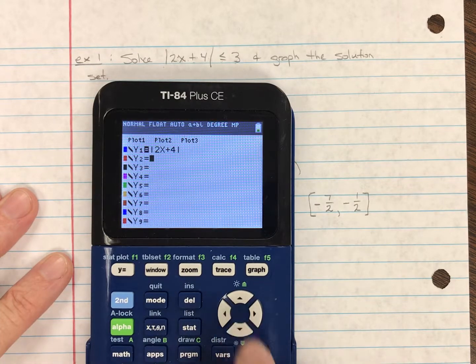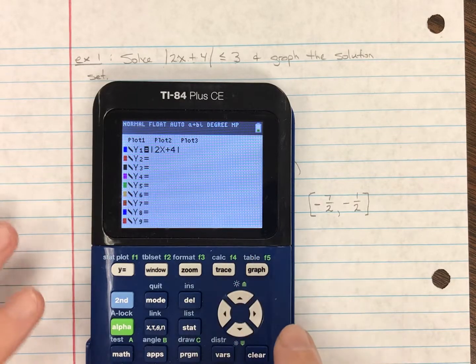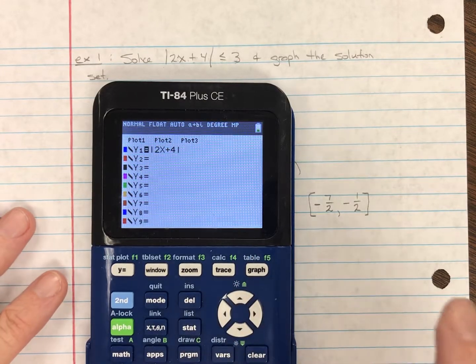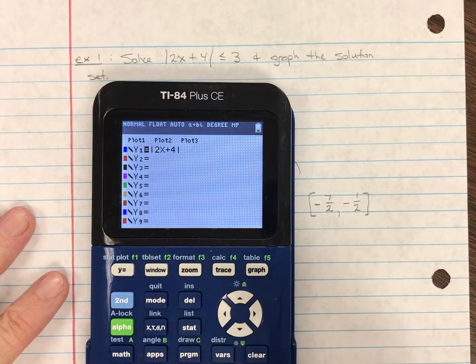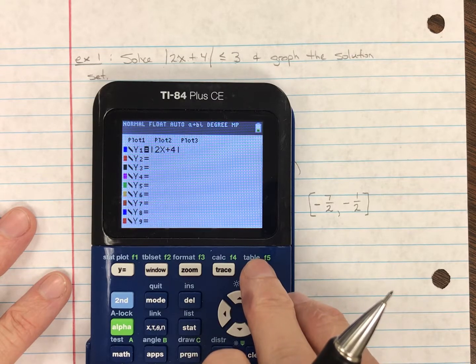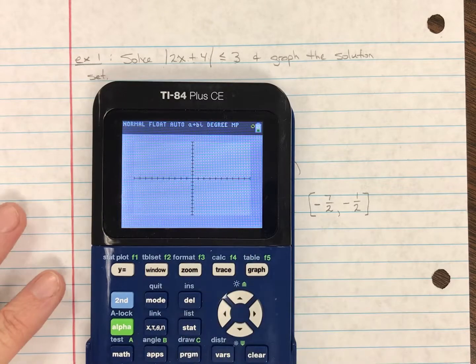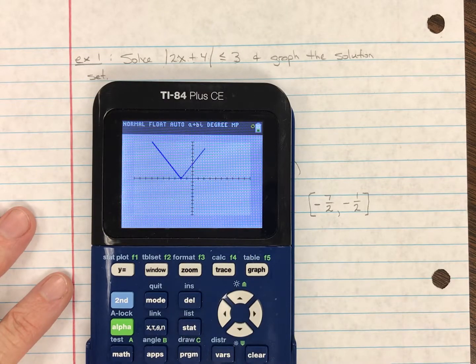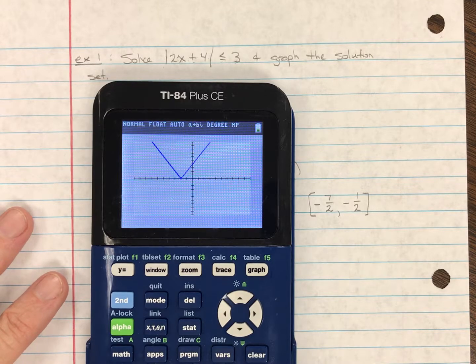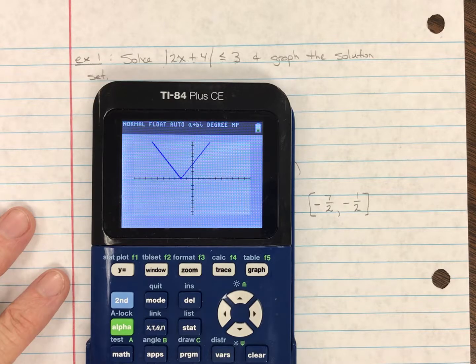And I want y2 to, well, let's graph. Think about it for a second. You probably have seen graphing absolute value before. It graphs in the shape of a letter. Can you come up with what letter absolute value graphs as? I'm going to press graph. Let's see if you're right. Absolute value graphs as a V. So there's the graph of the absolute value of 2x plus 4.